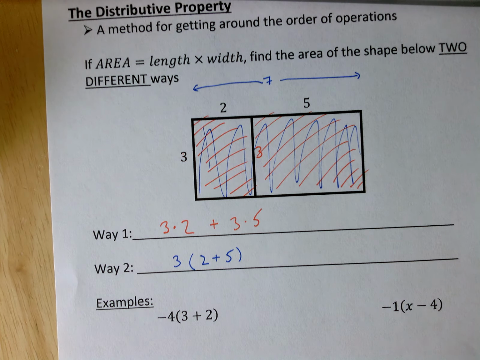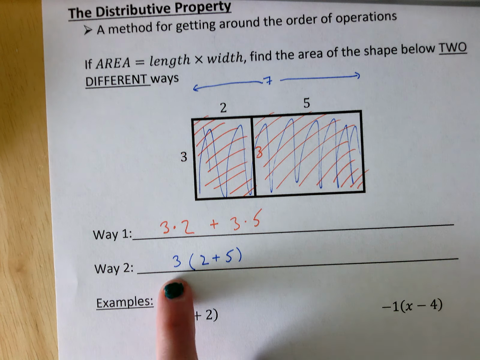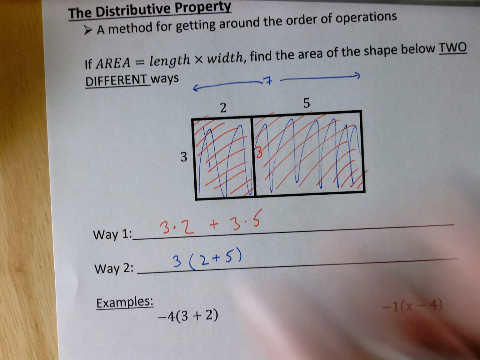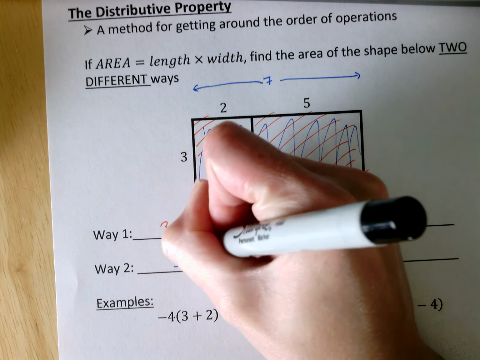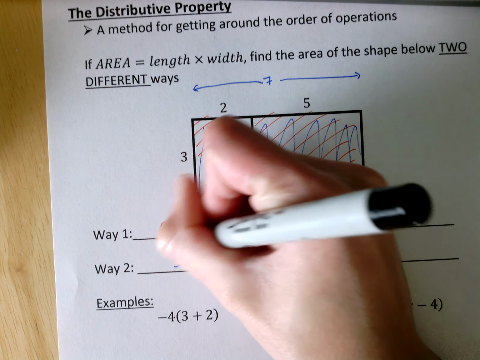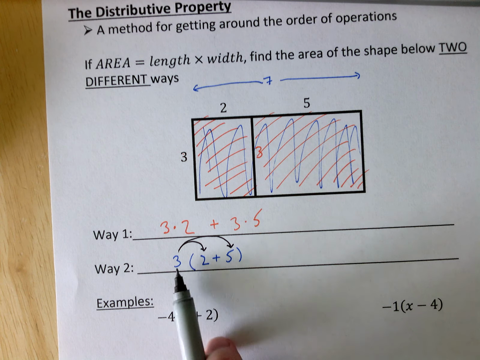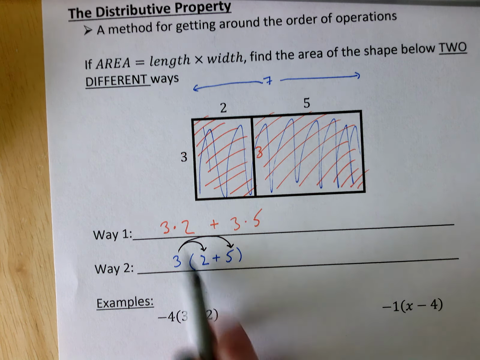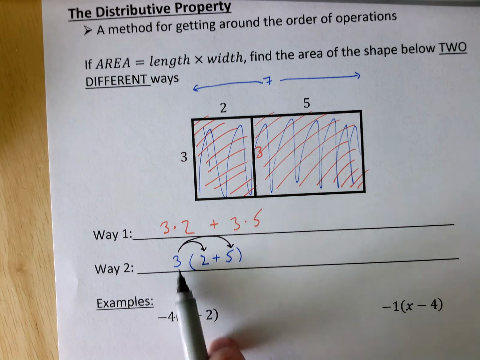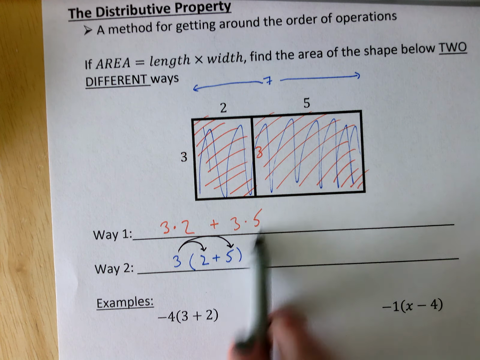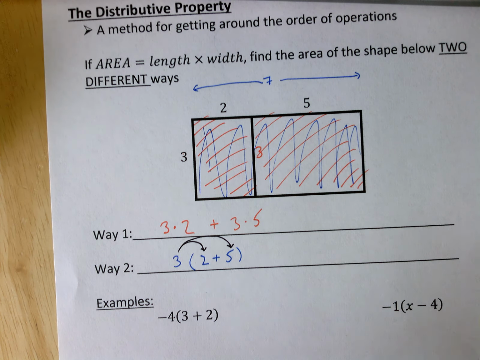And this is where our distributive property comes into play, because if you take this number on the outside, the 3, and you distribute it to both the 2 and the 5, then we get what we have up here. Multiply the 3 by the 2 and get this part, and then multiply the 3 by the 5 and get this part. And it's adding, so it stays adding. And that's what the distributive property is.